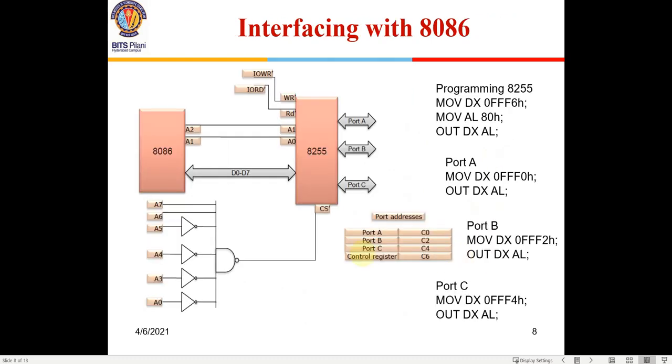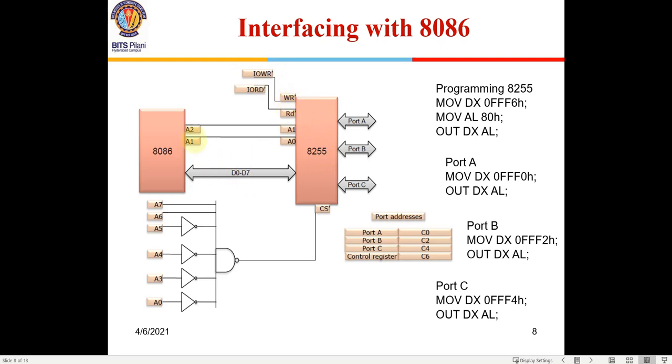Now if you see, this is from 8086. The data lines will be connected to 8255, and then you will have input output write and input output read signals. These are the decoded signals. We know how to decode these signals: you have memory strobe, input output signals, read bar and write bar signals. From those signals, we decode these signals, and this is given here. We are telling 8255 whether it's a read operation or a write operation.